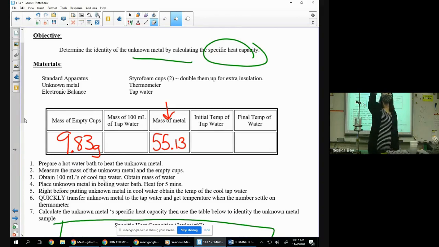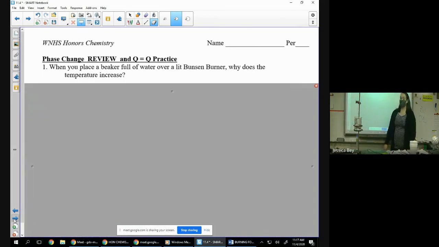The next thing I have to do is take my metal to a temperature that I know it can start at. So I'm going to put my metal into this hot water that is just now starting to boil. And we're going to boil it for 5 minutes. During those 5 minutes, it's 17 after, I'd like for you guys to do a little bit of practice.